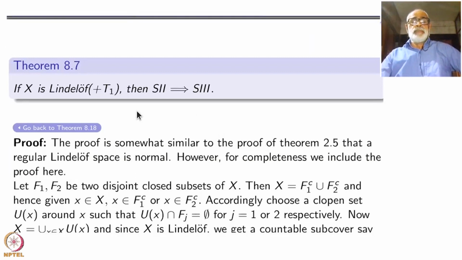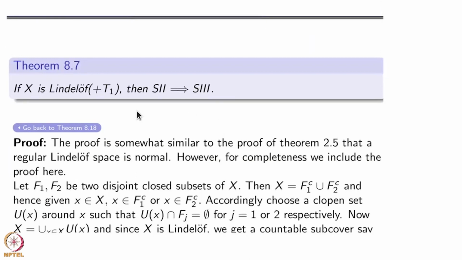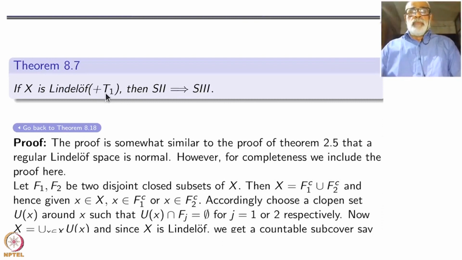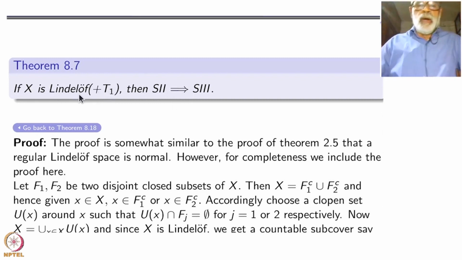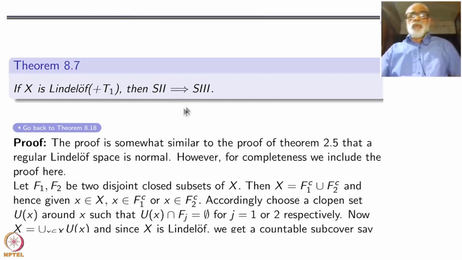Now here is a theorem. If X is Lindelof, then S2 implies S3. Remember that we have assumed that all our spaces are T1 right from the first lecture on this topic. But just to remind you, I have put T1 in the bracket here. If X is Lindelof, then S2 implies S3.